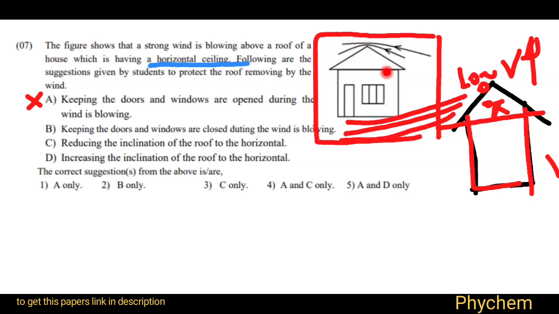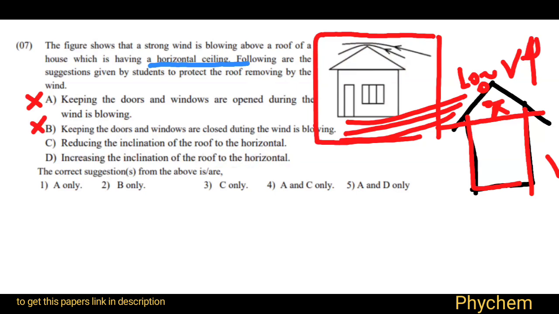The question asks how to protect your roof. If you need to protect your roof, you have to reduce the difference in pressure. So for this house, whatever you do by opening or closing the doors and windows, it cannot work because there is a ceiling. So statement B is also wrong. You cannot protect your roof. See, C: reducing the inclination of the roof to the horizontal.